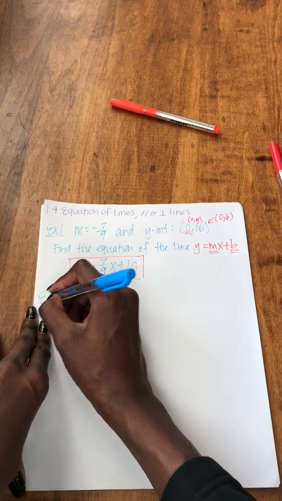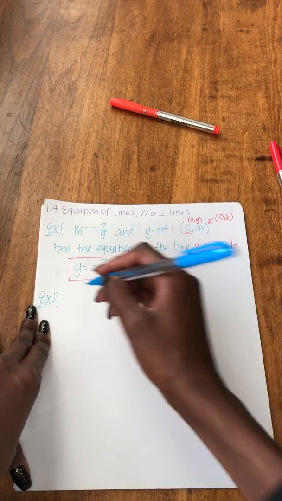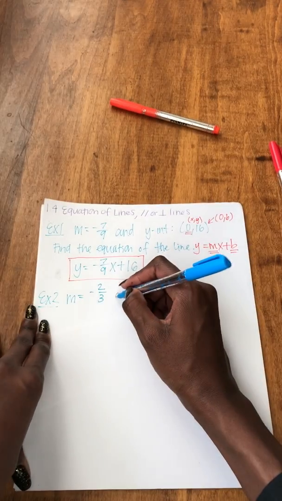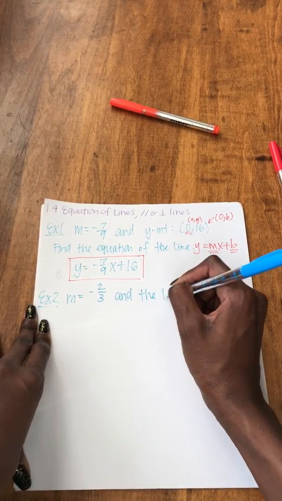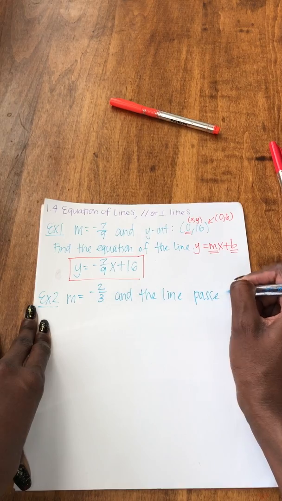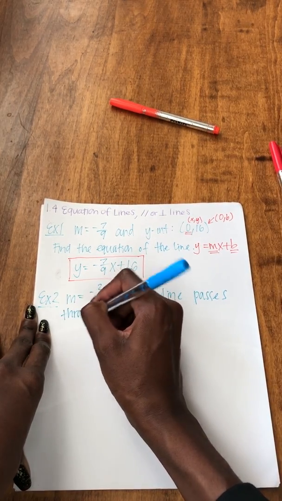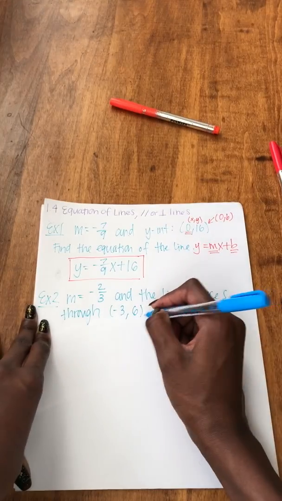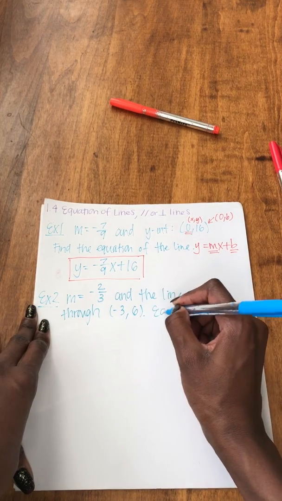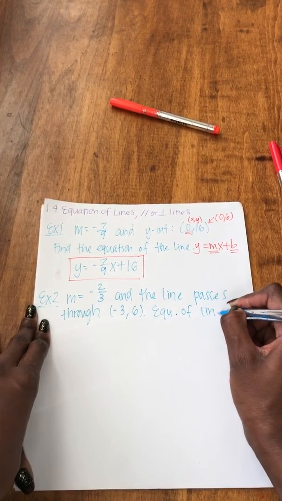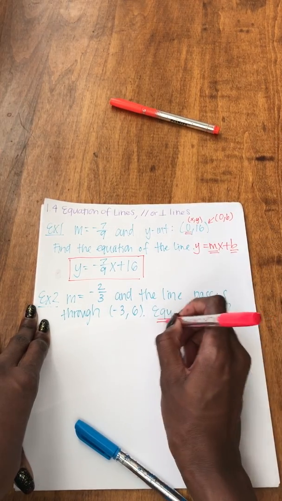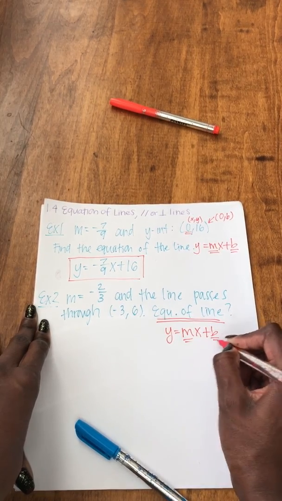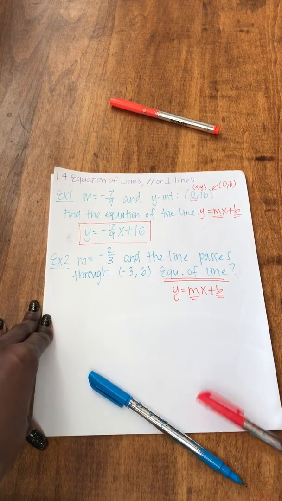Perfect, okay? Moving on to example 2. Okay, say we're given m is equal to -2/3, and that the line passes through the point (-3, 6), okay? And we're also going to be looking for the equation of the line, okay? So again, whenever you see equation of the line, that means we're looking for y equals mx plus b, and we need to plug in for our m and our b, okay?